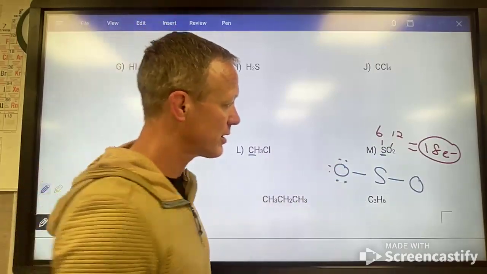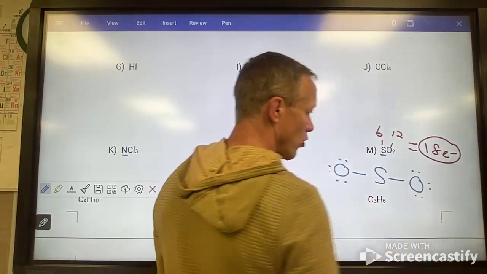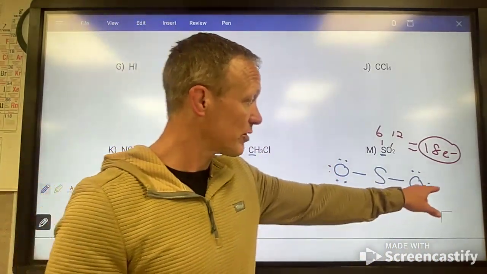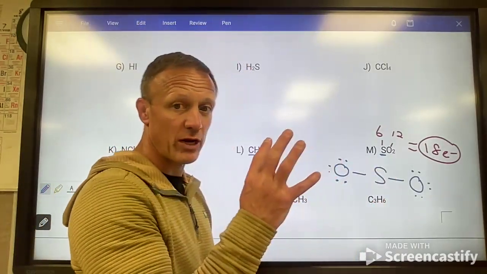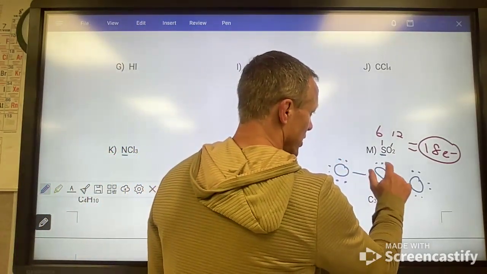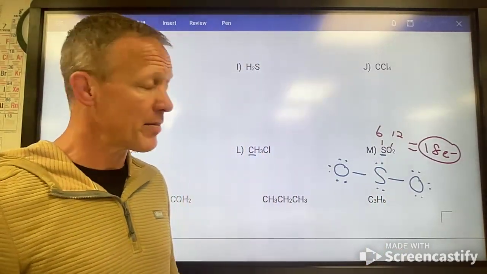So it's got 8 around it. Lone pair, lone pair, lone pair of electrons and a shared pair. So it's got 8 around it. And sulfur's got a shared pair and a shared pair for 4 electrons. It needs a lone pair to get to 8. So everything's got 8. We might be done.